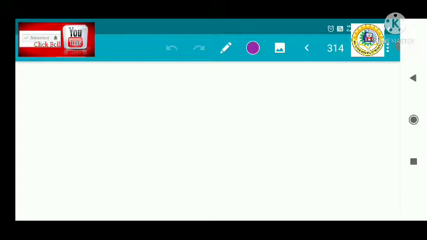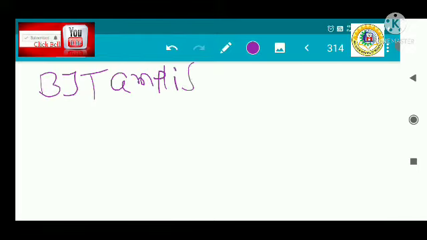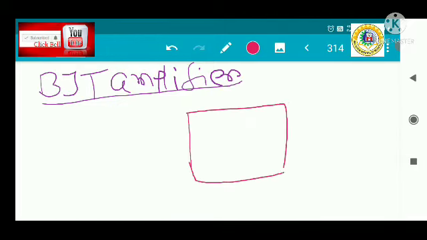Okay, so the topic of discussion today is the BJT amplifier. This is lecture number 1 of the BJT amplifier. Now whenever we talk about the amplifier, if we draw a simple box like this, this is the black box view of an amplifier. So the gain of the amplifier is nothing but your output divided by input.